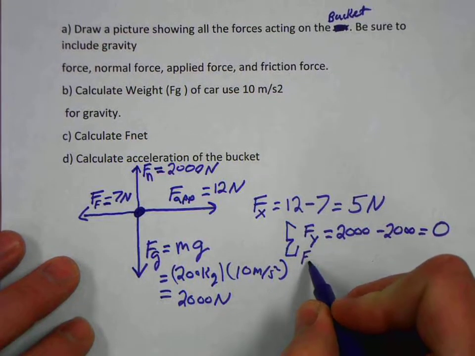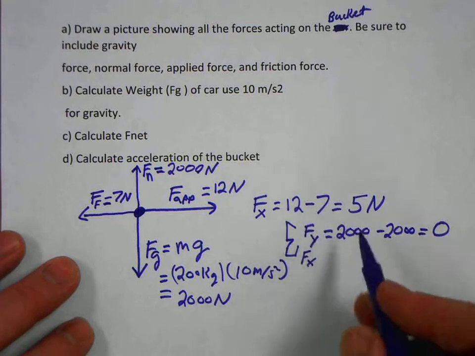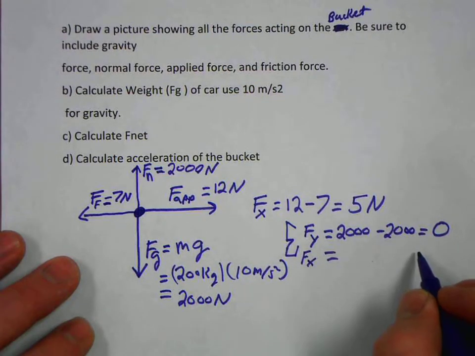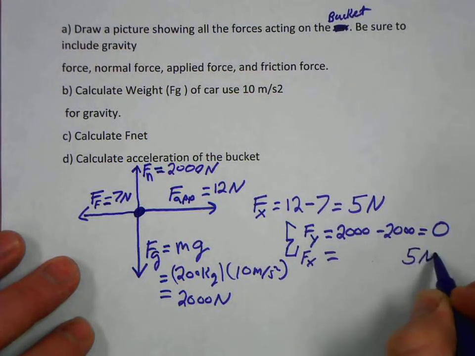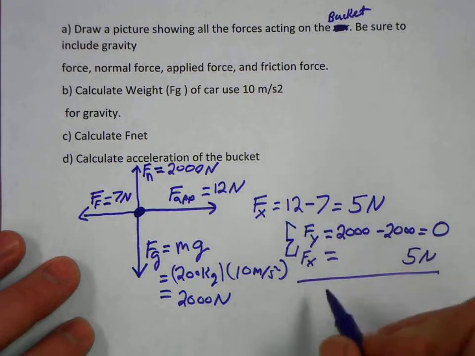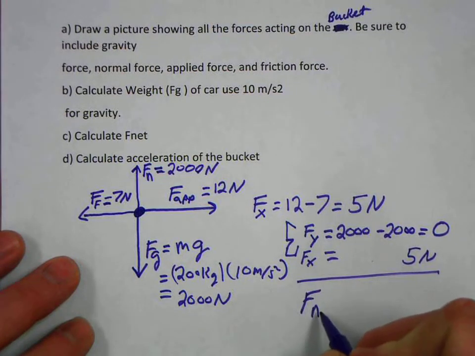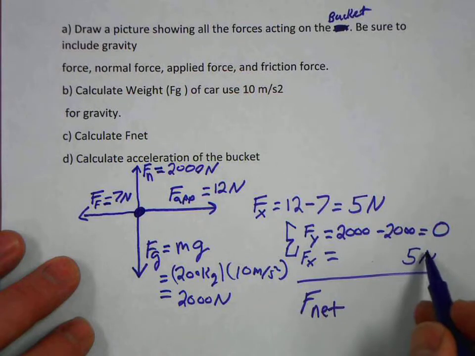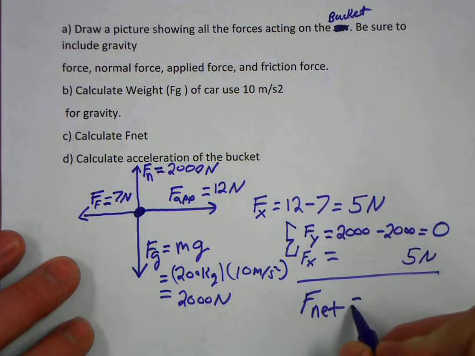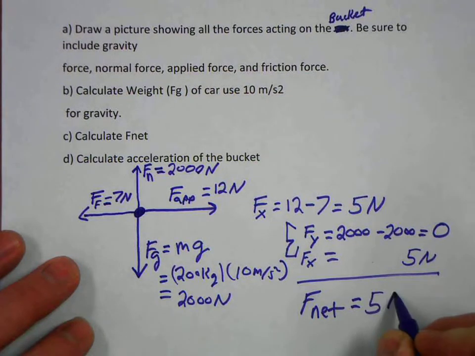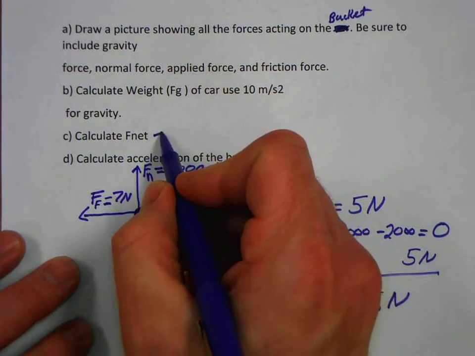Now we've got our x forces. We've already calculated that. We've got 5 newtons over there. So let's total them together. The total F net for the system is 5 newtons, because we had 5 newtons going left and right and 0 going up and down. Okay, so there's our F net.